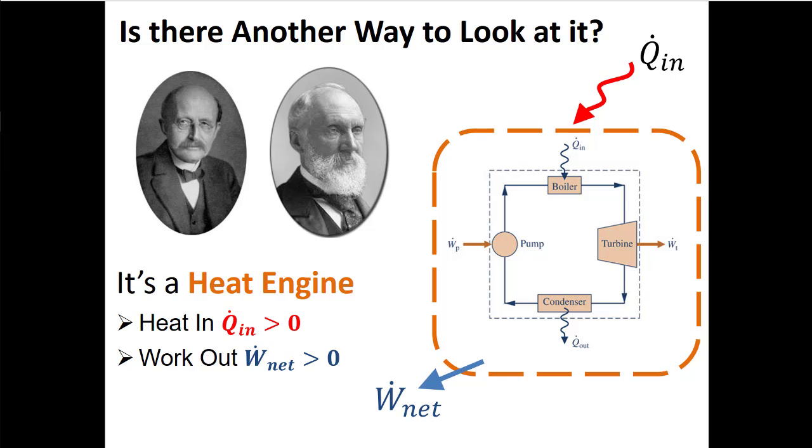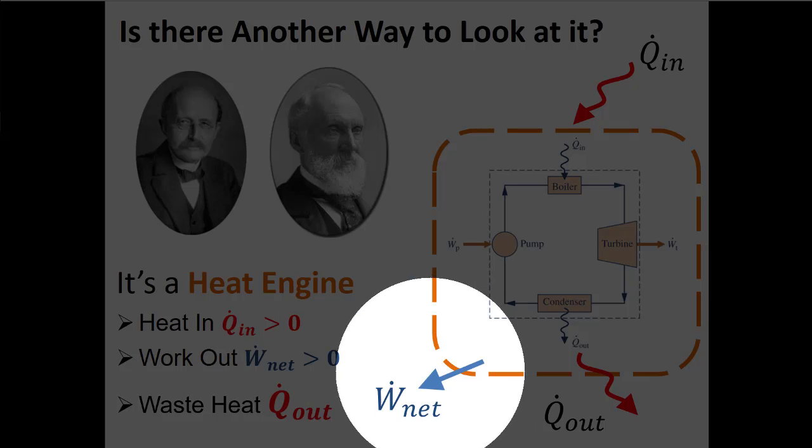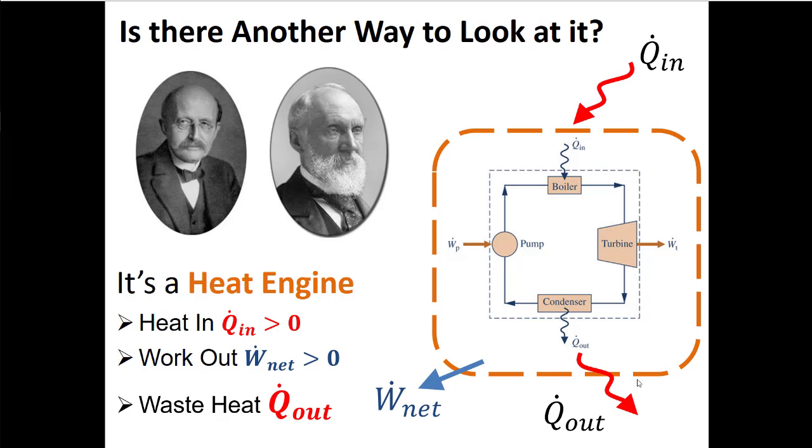So what does this mean? This is a heat engine. We're getting heat in and we get work out. We can think about this as net. Kelvin and Planck told us you can get work out of this thing, but you also have heat that's coming out. You have to cool your engine off.